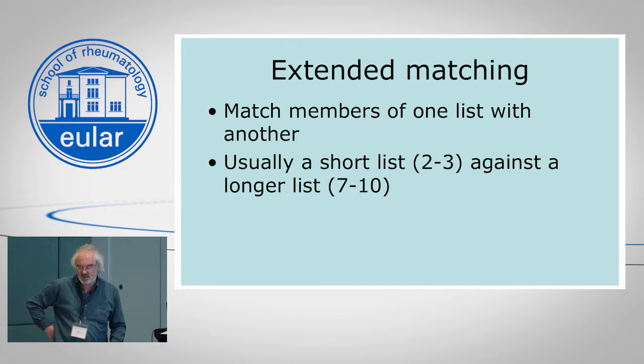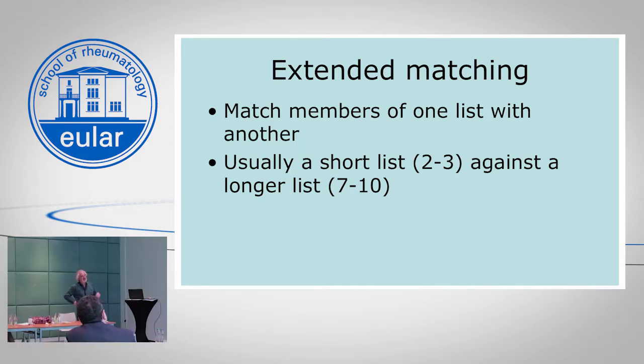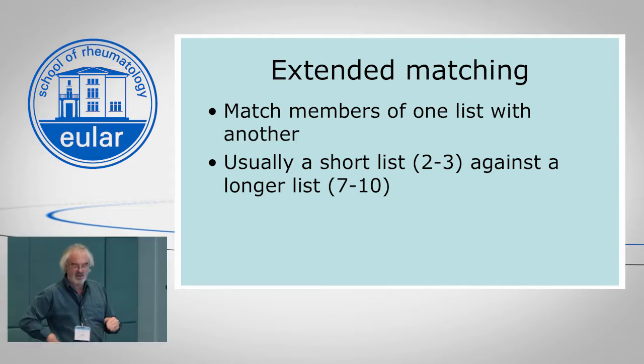And then we move on to extended matching. Now in this, you basically have 2 lists, and you're matching one list against the other. There's a range of these questions, this variety of questions. Usually you have a short list and a longer list. So if you had a short list of, say, 2, you might have 7 options to match it to. If you had 3, you might have 7. And the more you have in one list, the more you increase the other list.